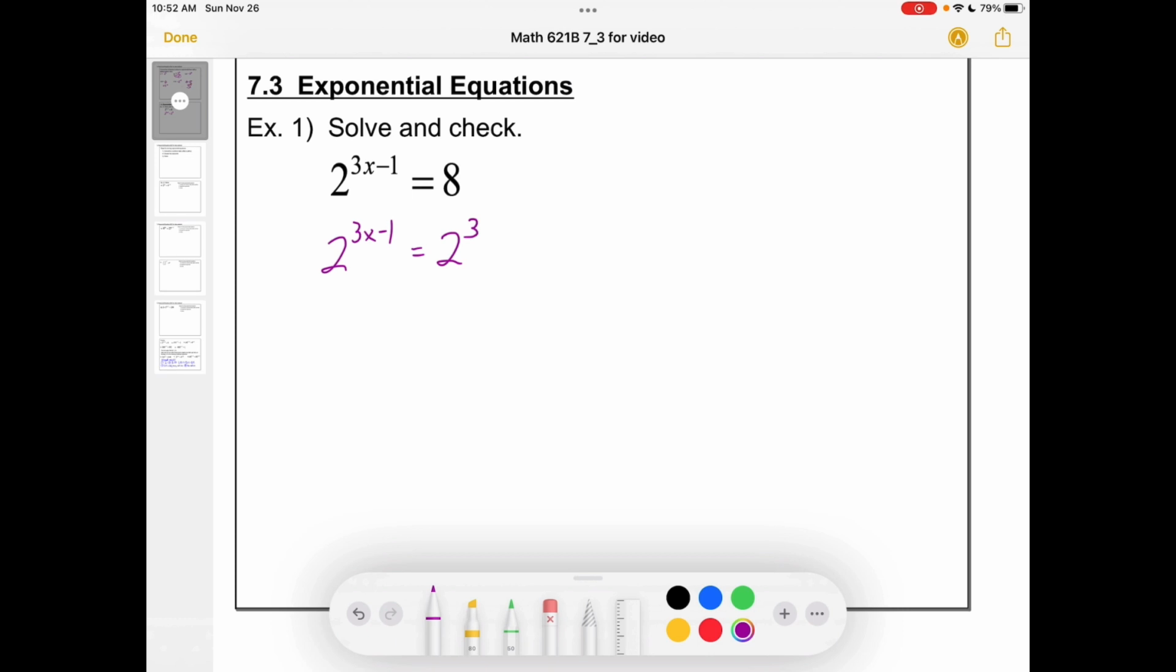Now here comes the neat part. The bases are the same. 2 equals 2. The whole result is the same. That must mean that the exponents are equal too. So we can kind of drop the bases. It's not that we're dividing by 2. We're just going to say, therefore, 3x minus 1, the exponent on the left, is equal to the exponent on the right. We only get this property because we made the same base on both sides.